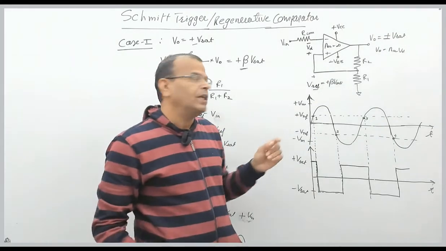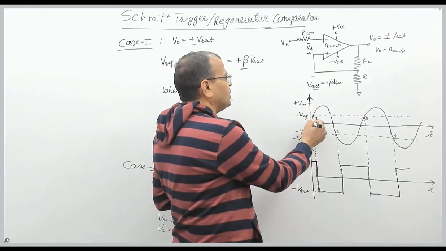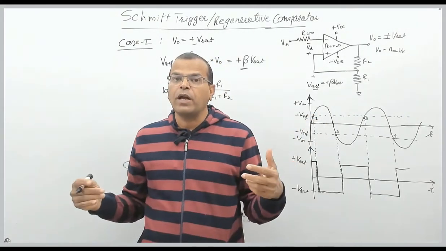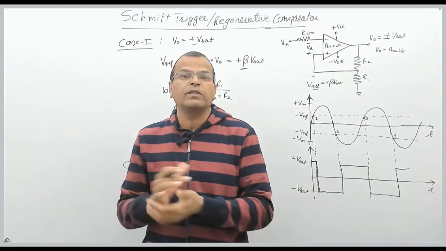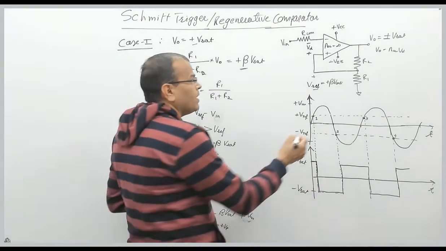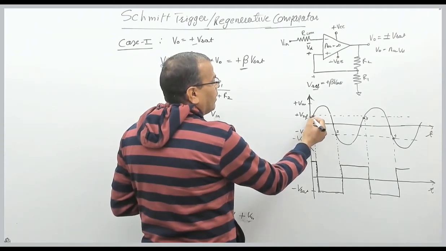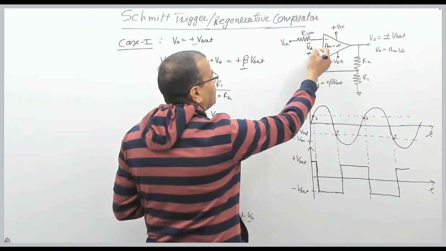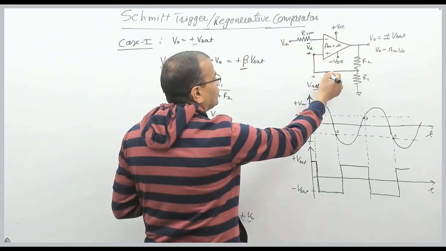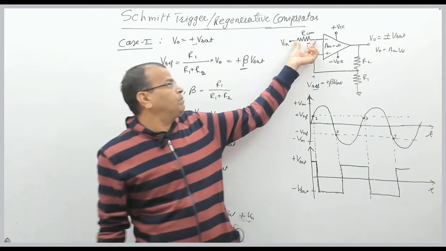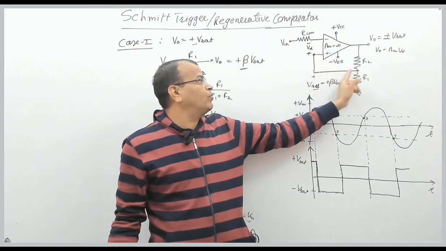Now please see, my input voltage is increasing continuously because it's a time varying signal. A sinusoidal signal is a time varying signal. So the moment my input voltage crosses this reference, we have a certain input voltage being compared with some reference voltage, which is the feedback voltage. Why? Because it is a comparator. So my input is being compared with this reference voltage.